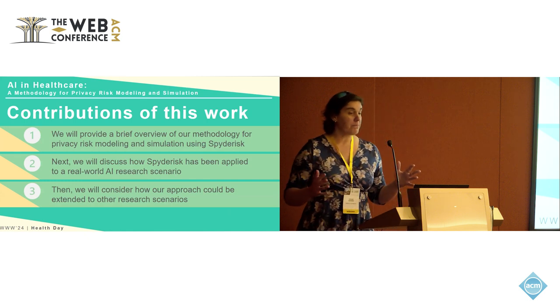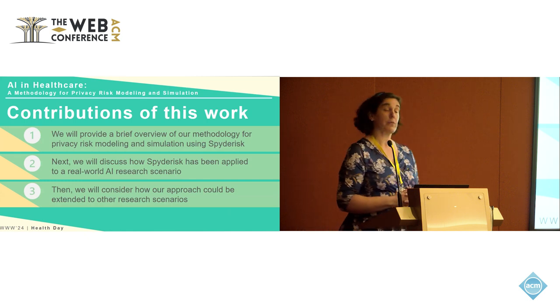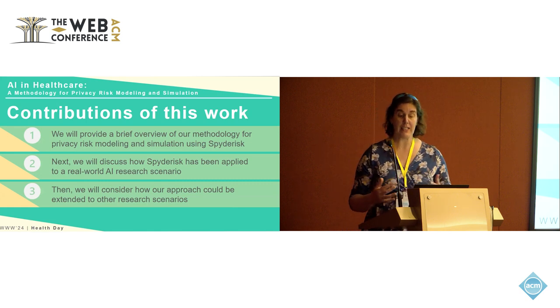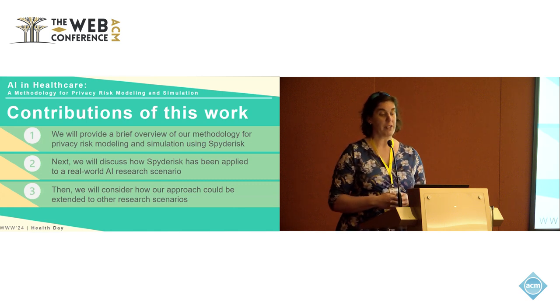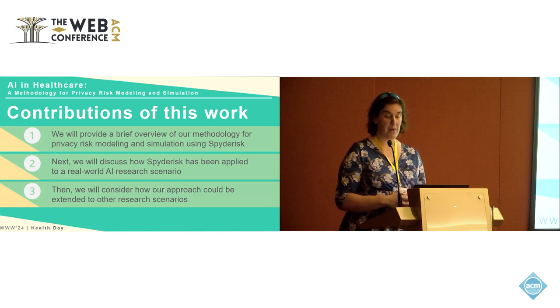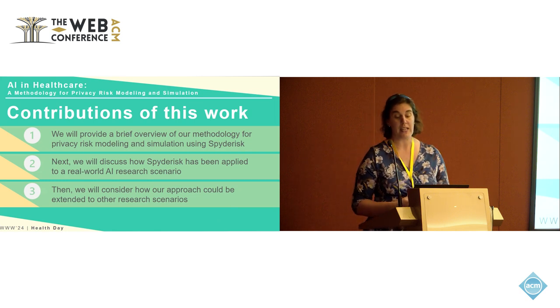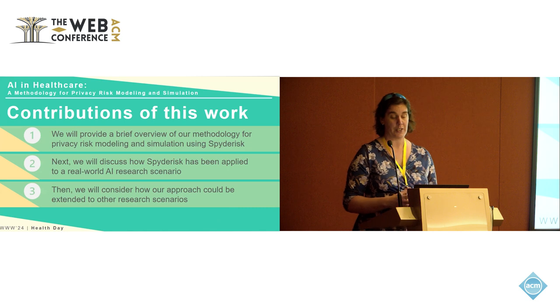So, what we are describing here today is a tool called Spider Risk. Spider Risk is an automated risk assessment tool that is based on systematic cause and effect modeling of threats. So we're going to show how threat modeling can be used to support multiple stakeholders to better understand privacy risk factors and make consistent and transparent data sharing, access, and linkage decisions.